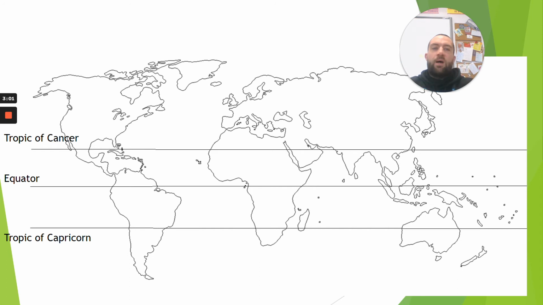So on this map, we're going to look at where rainforest locations are located. Now, we know they're located between the Tropic of Cancer and Tropic of Capricorn. Now, on your map, in your OneNote, what I want you to do is mark on the Tropic of Cancer, the equator, and the Tropic of Capricorn.